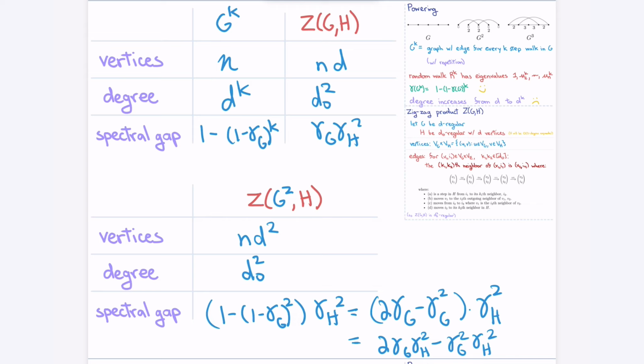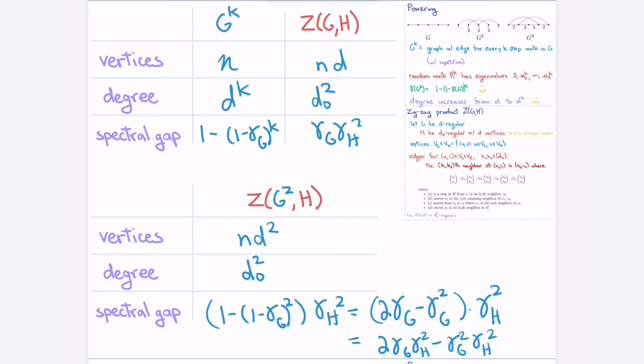And you can make this a little bit more dramatic. I just did the second power for simplicity. If you do the third power, then you're going to be dominated by 3 gamma G, so you have a little bit more slack to work with. So really the powering is making big progress because you're roughly doubling your spectral gap, and then giving back some constant from the zigzag.